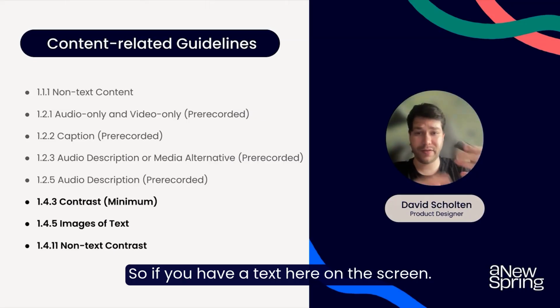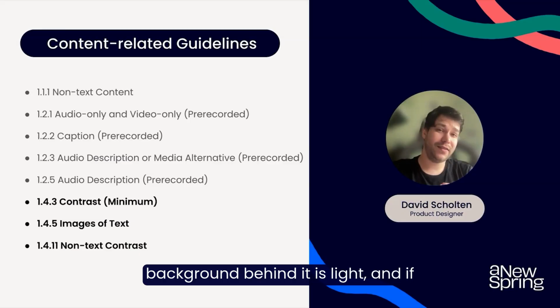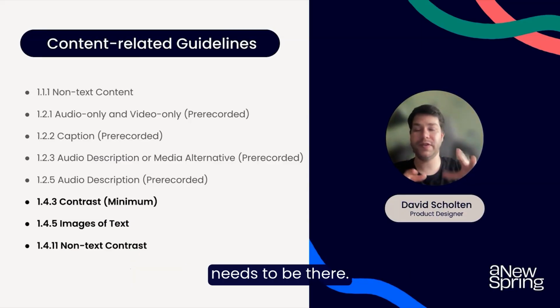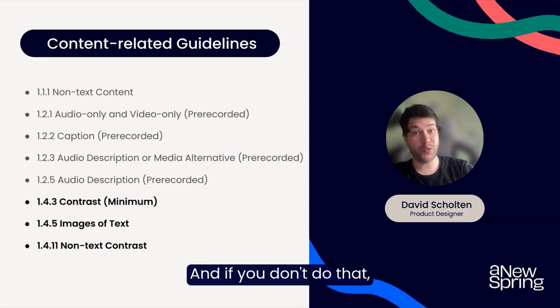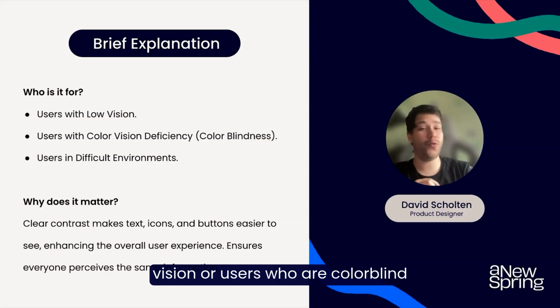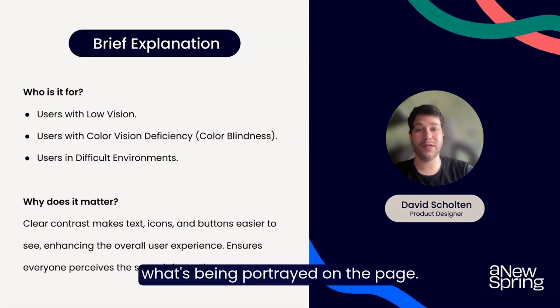So if you have a text here on the screen and that text is dark, then make sure the background behind it is light. And if you swap that around, that works as well. But that contrast always needs to be there. And if you don't do that, then users with low vision or users who are colorblind might not be able to see it or understand what's being portrayed on the page.